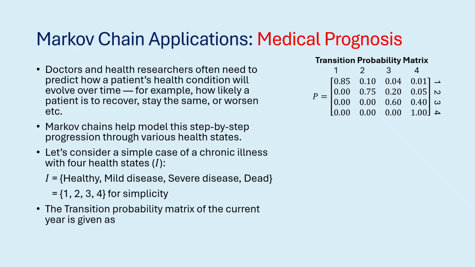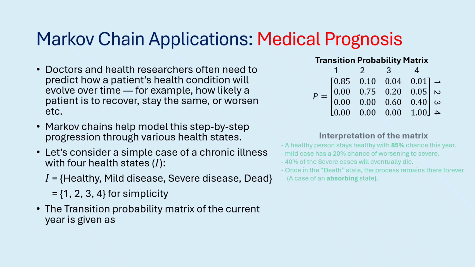So let us understand. The state space is given as healthy, mild, severe, or dead. Maybe you can even denote it as 1, 2, 3, 4 for simplicity. That will be more readable if you do that. And the transition probability matrix is given on the right side. So let us understand some of the elements here.